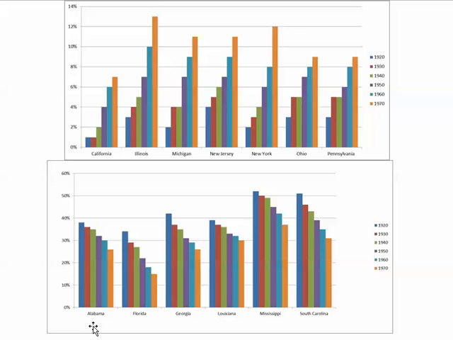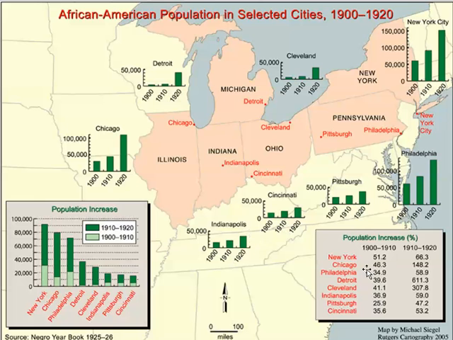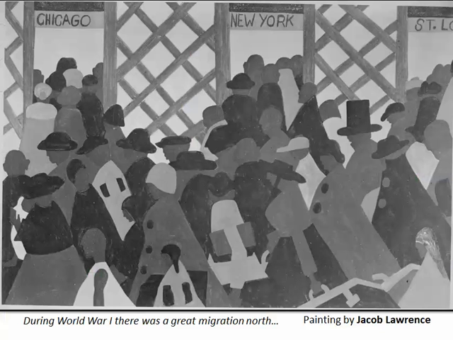If we look here at the southern states, Alabama, Florida, Georgia, Louisiana, Mississippi, and South Carolina, over the years we see them decreasing in African American population. So this can be shown in many different ways. Here's a map that shows the increase of population in these northern industrial cities. And an artist's rendition of the Great Migration was painted by Jacob Lawrence, and we see African Americans here in Chicago, New York, St. Louis, Missouri. They're flooding out of the South, they're heading north.